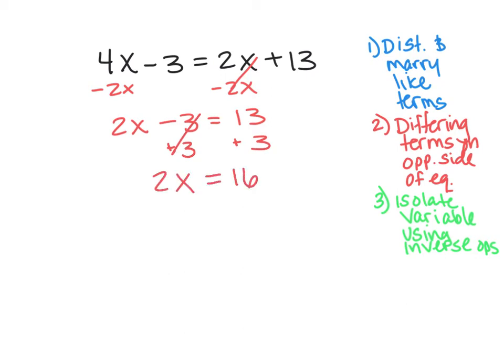And now I'm on to the step to isolate the variable using inverse operations. Here's my variable. It's being multiplied by 2, so I will divide by 2 to both sides of the equation. 16 divided by 2 is 8.